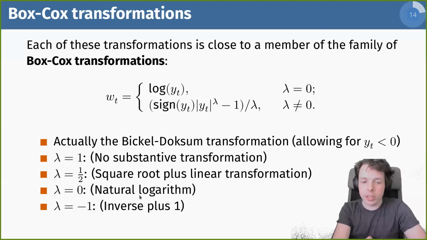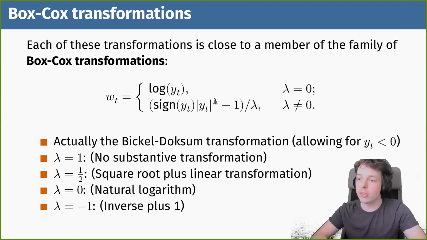So here's a summary. Lambda equal to 1 will give you no transformation. Lambda equal to a half will give you the square root. Lambda equal to 0 will give you this first case, just the log transformation. And lambda equal to negative 1 will produce yt to the power of negative 1. It'll inverse the data.